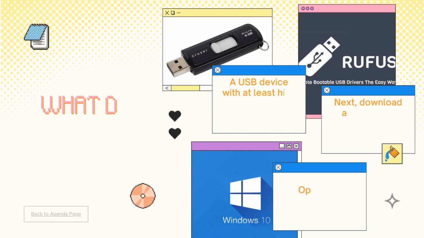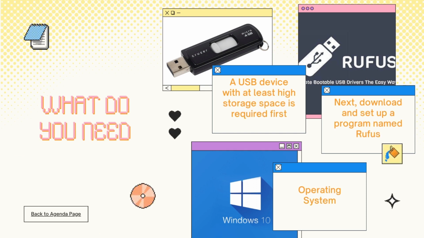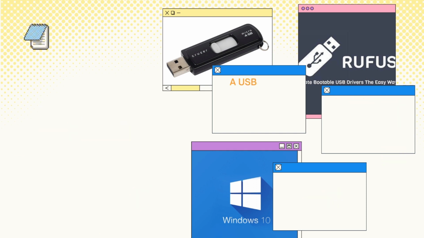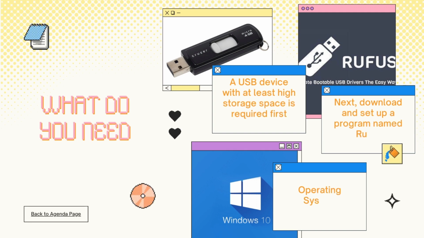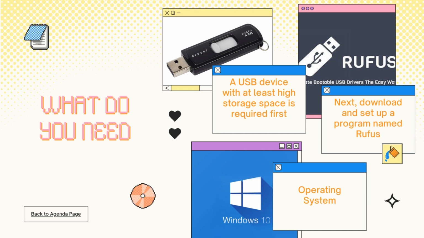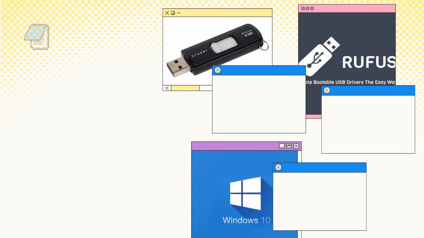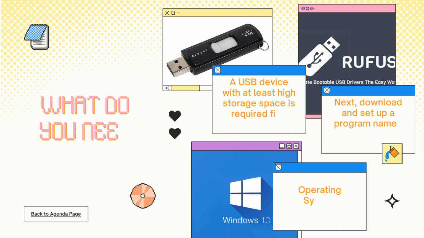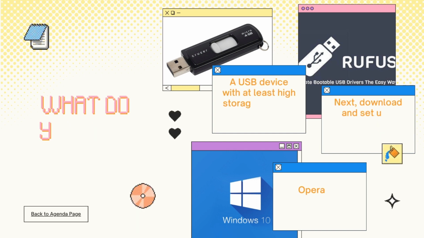A USB device with at least 8 GB of storage space is required first because it will be completely erased during setup. Make sure there are no vital files on it. Next, we will download and set up a program named Rufus. You may make bootable USB drives using the tool Rufus. With this, we can set up the operating system of our choice, which for this video is Windows.